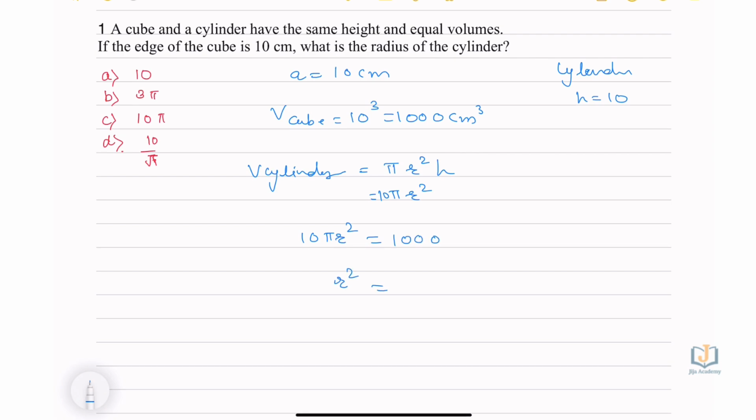So r² is equal to 1000 upon 10π. So r is equal to 10 upon √π. So option D is the correct answer.